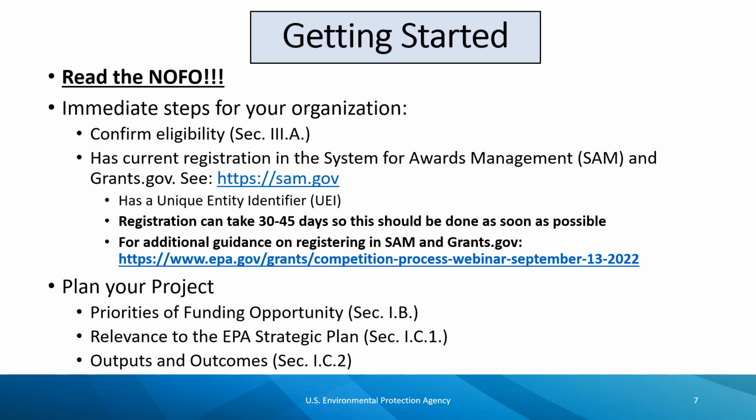Also confirm your organization has a current registration with the System for Award Management at SAM.gov, a unique entity identifier, and is registered at grants.gov. This is extremely important since obtaining a UEI could take more than 30 days.